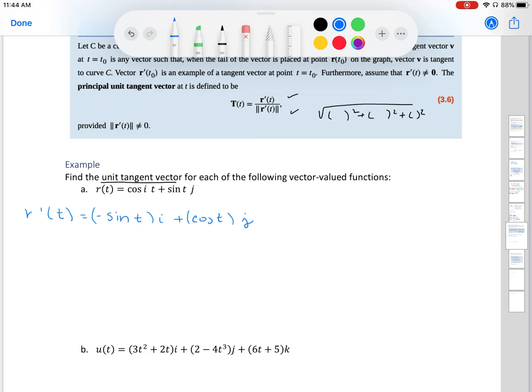Okay, well, let's go ahead and take the magnitude. The magnitude of r prime of t is equal to the square root of negative sine of t squared plus cosine of t squared. Now, what's helpful here is your Pythagorean identity. Recall that sine squared t plus cosine squared t is equal to 1.